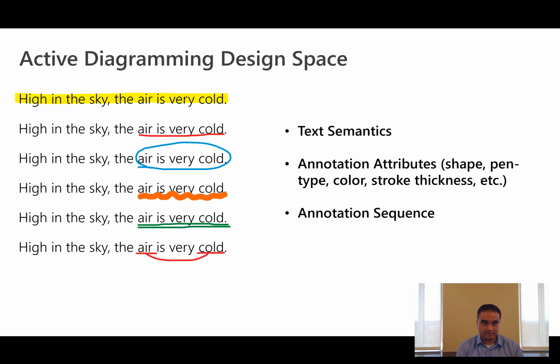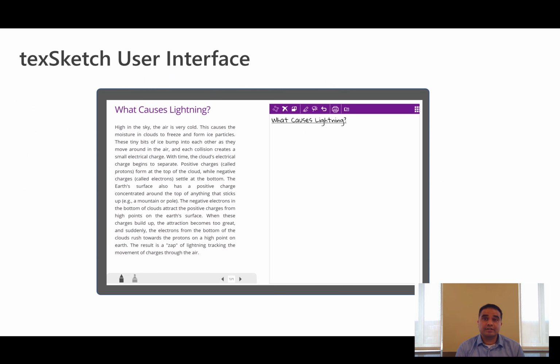different diagramming tasks. The interface for texSketch consists of a text view on the left and a diagram view on the right. The text view also includes pen and highlighter tools and page navigation controls for multi-page text. The diagram view has a set of controls for setting diagram type, undo, delete, review, and diagram rotation.